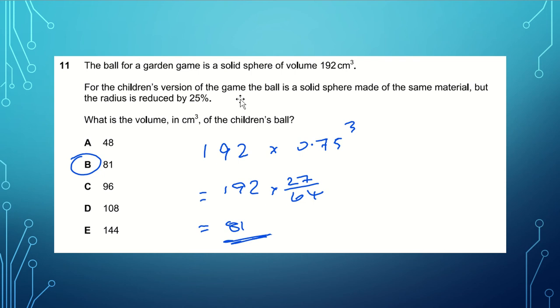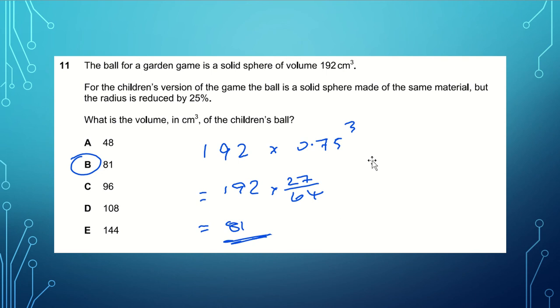If it's reduced 25%, the radius remaining is 75%, so as a decimal 0.75. That would be the length scale factor for that reduction. The volume scale factor would be the length scale factor cubed, so 3/4 cubed is going to be 3 cubed over 4 cubed, so we should know that's 27 over 64, and that's 27 over 64 times 192.